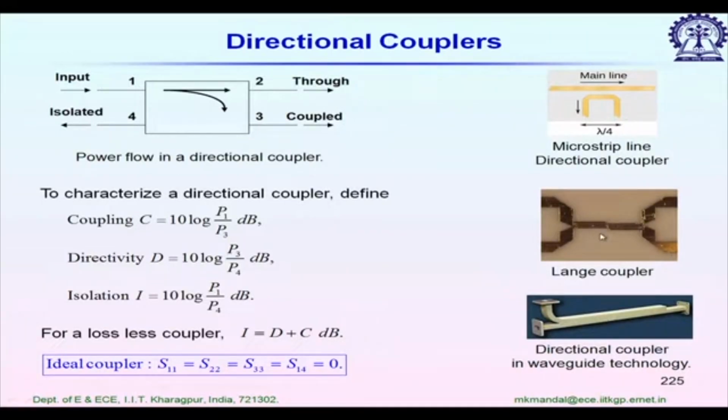So, in that case we have an alternative, called the Lange coupler. Instead of one section, multiple sections are used as shown here, and then they are wire bonded, so that the effective coupling between 2 lines increases. This figure shows a typical Lange coupler to increase the coupling level.